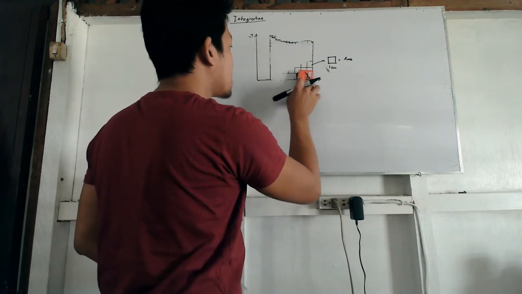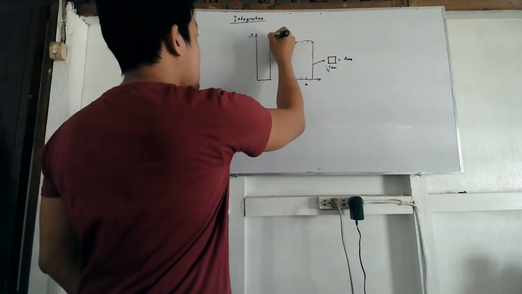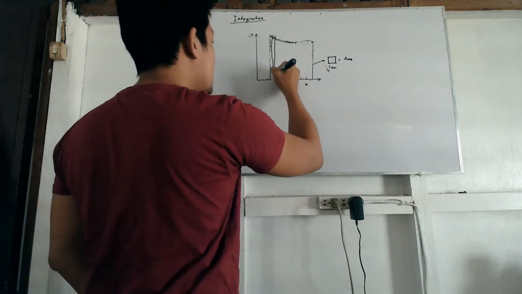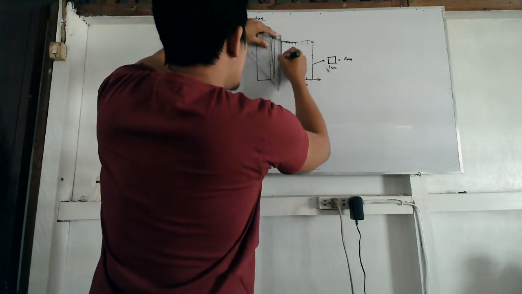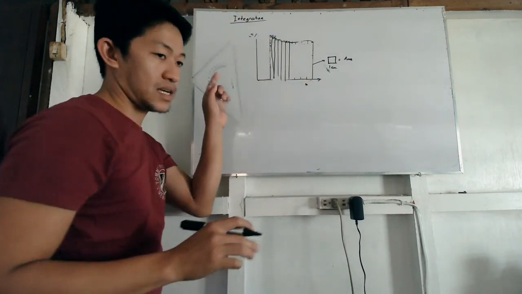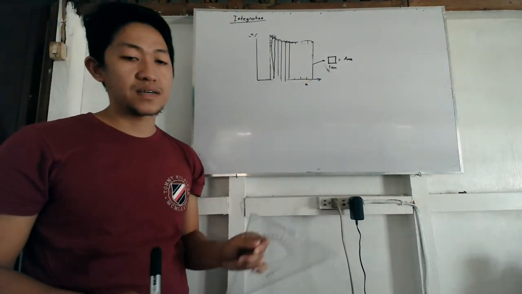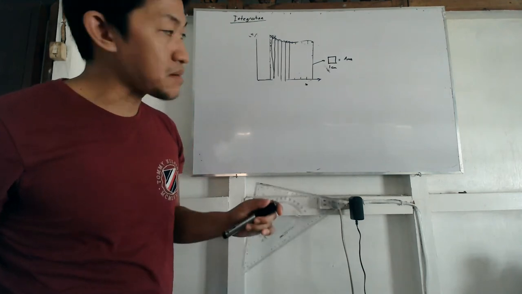Kung dili square, rectangle na po. Rectangle, mga strip. Rectangle. And then, same concept, i-multiply. Okay? So, that is the graphical way.